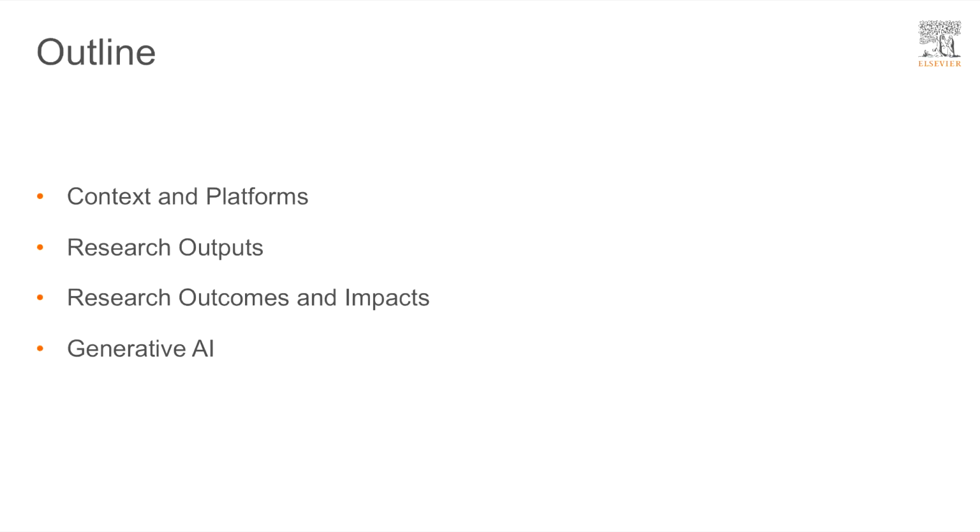And the way I've set the talk up is that I want to give you a little more of the context historically for where we are and where we can be going, and the platforms that are being used to think about something like societal impact. We'll talk about research outputs, research outcomes and impacts, and then generative AI.